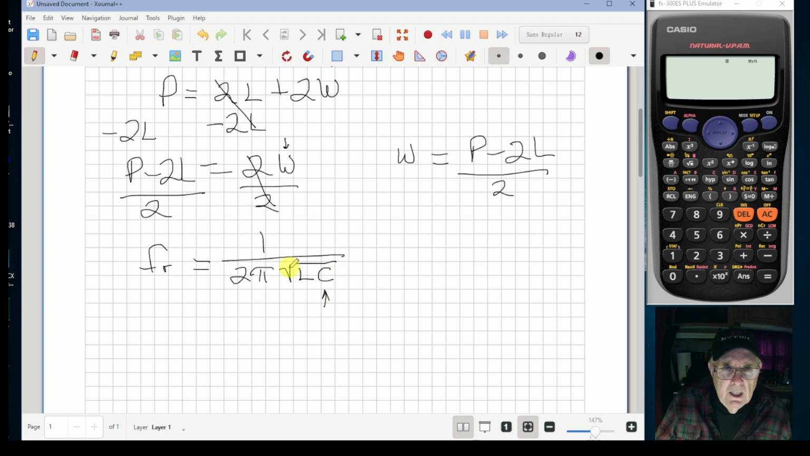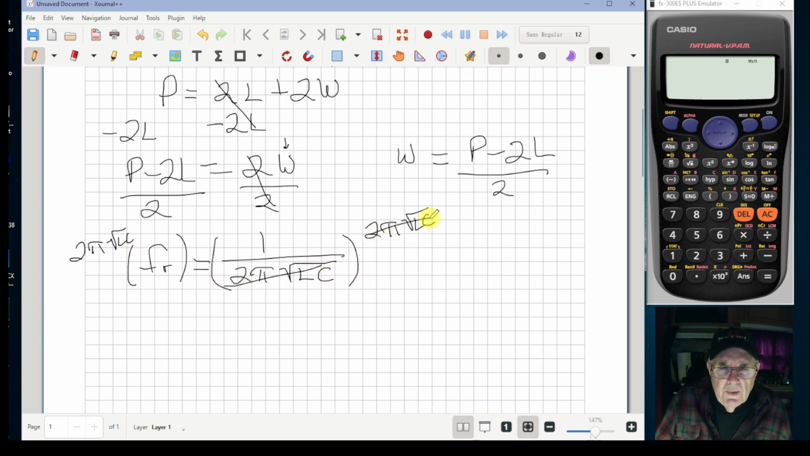Now, it's buried in a denominator. Whenever the variable of interest is in a denominator, get it out of the denominator. That's almost your first step, always. I say almost because I've not seen all combinations of formulas. Maybe there's a case where it isn't, but usually. So what we're going to do is multiply both sides of this equation by this whole denominator, 2 pi square root LC, and 2 pi square root LC.